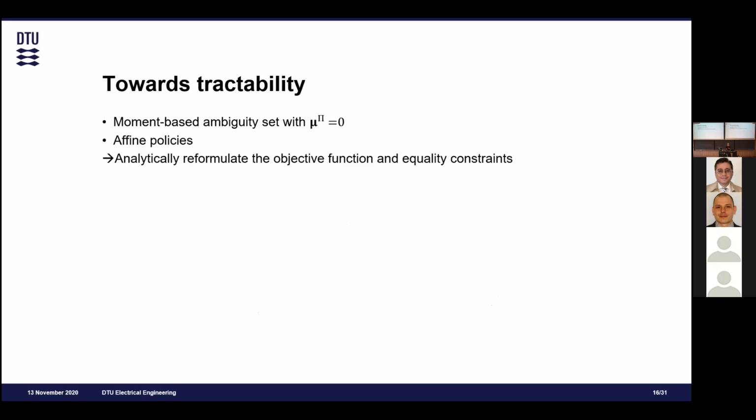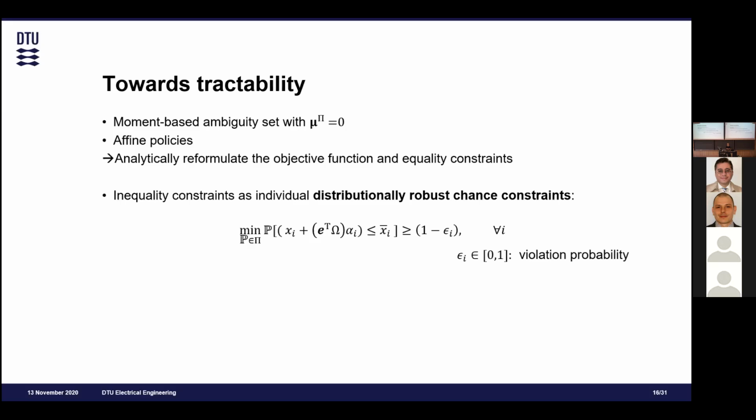And with the moment-based ambiguity set with zero mean and these affine policies in hand, we can now reformulate our objective function analytically by separating uncertainty dependent and independent components. However, the inequality constraints cannot be handled that easily. So we formulate all operational limits as individual distributionally robust chance constraints. And each chance constraint needs to be satisfied for all distributions within the ambiguity set with a confidence level of at least 1 minus epsilon.